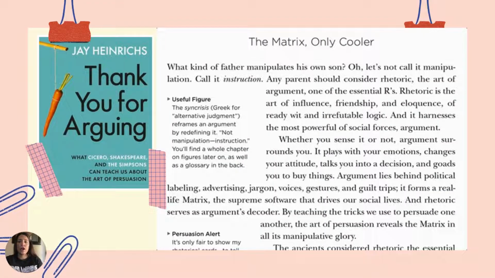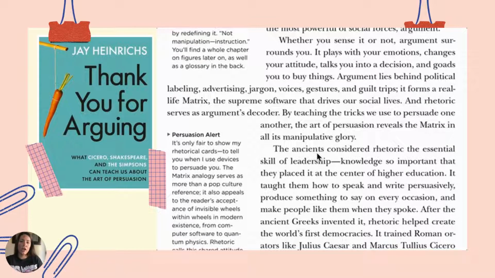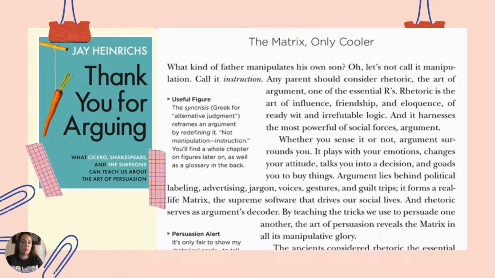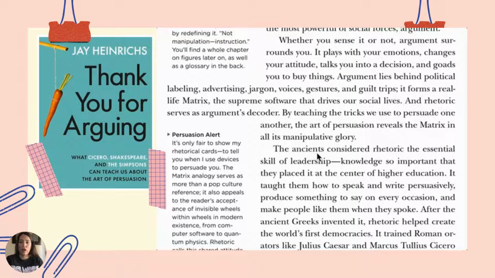Jay Heinrichs, author of Thank You for Arguing, describes rhetoric as the matrix, only cooler. He explains, whether you sense it or not, argument surrounds you. It plays with your emotions, changes your attitude, talks you into a decision, and goads you to buy things. Argument lies behind political labeling, advertising, jargon, voices, gestures, and guilt trips. It forms a real-life matrix, the supreme software that drives our social lives, and rhetoric serves as a decoder by teaching the tricks we use to persuade one another. The art of persuasion reveals the matrix in all its manipulative glory.